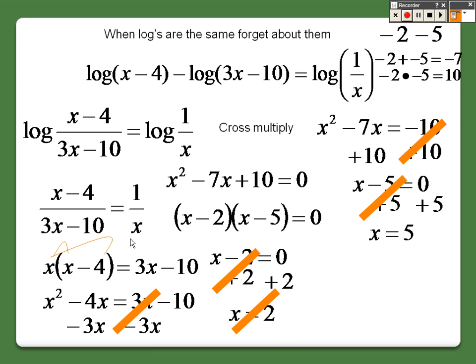Which will make each of those work. So x minus 2 does not work, or sorry, x equals 2 does not work, because when I plug it in, I'm getting negative numbers on that side. So you just have to check your answers sometimes to make sure that they both work.